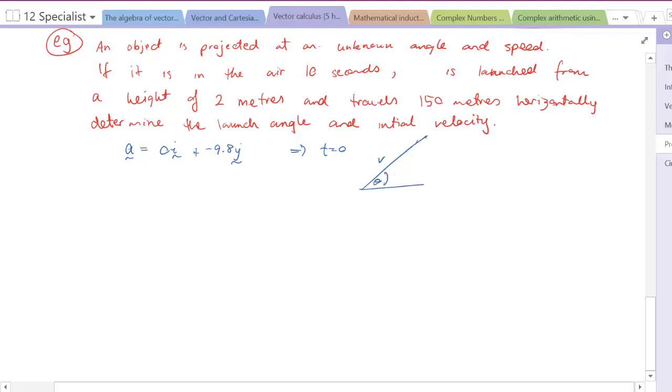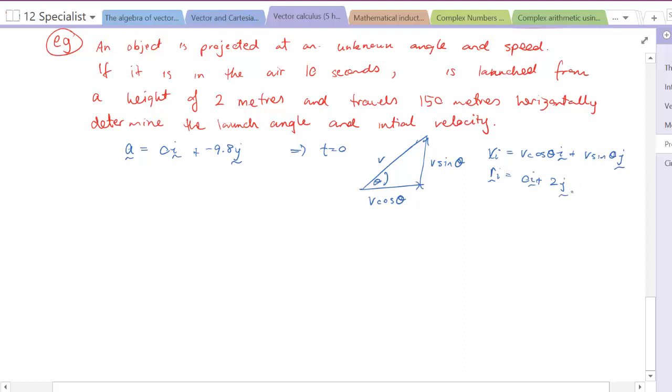We know that when t is equal to 0, because the velocity is unknown and the angle is unknown, all we can do is break it into its components and say that this is v cos theta and v sin theta. So v initial is v cos theta i and v sin theta j. R initial is just going to be 0 and 2, the i and j.